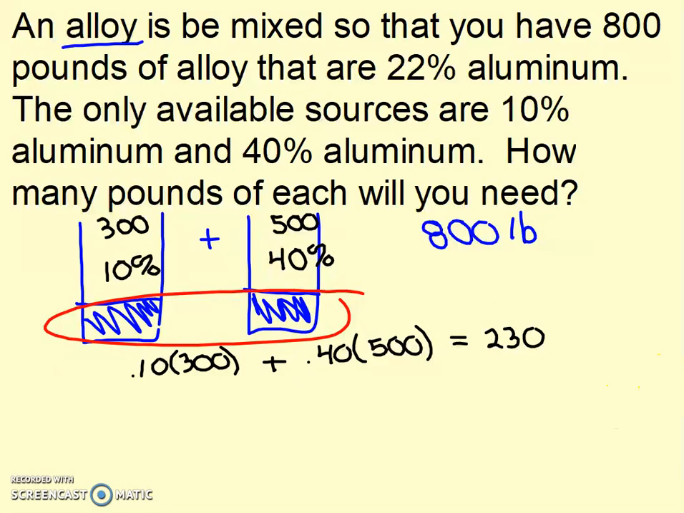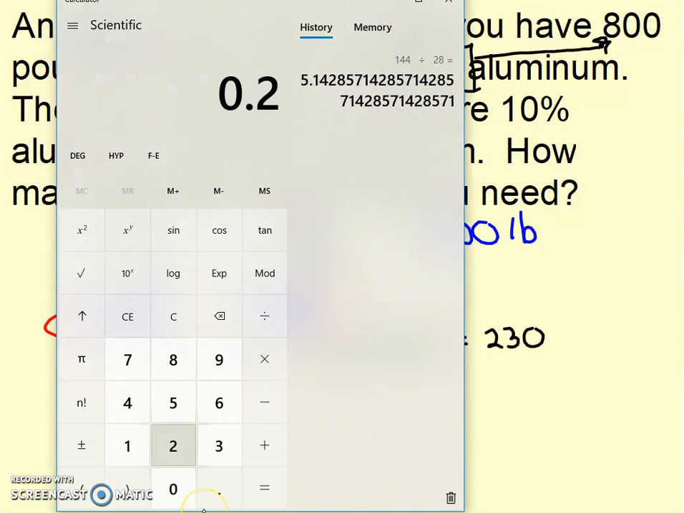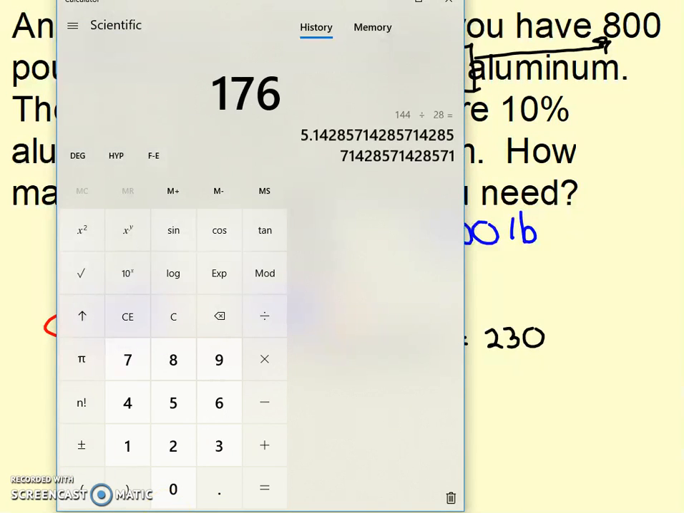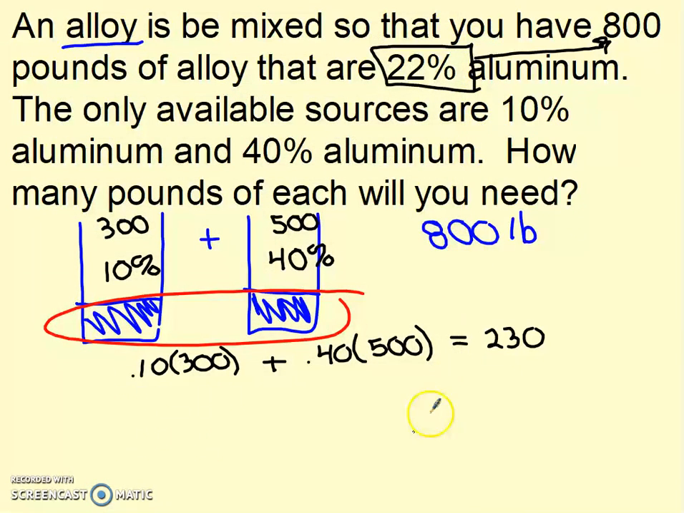Well, how do you know? The answer is right here. You need the alloy to be 22% aluminum, but 22% is not an amount. You need to make sure it's 22% of 800. So first calculate 22% of 800. It's 176. Since we were supposed to get 176, our guess was wrong. So what you can do is continue guessing numbers for here and there and make sure they add up to 800 until you get it right.